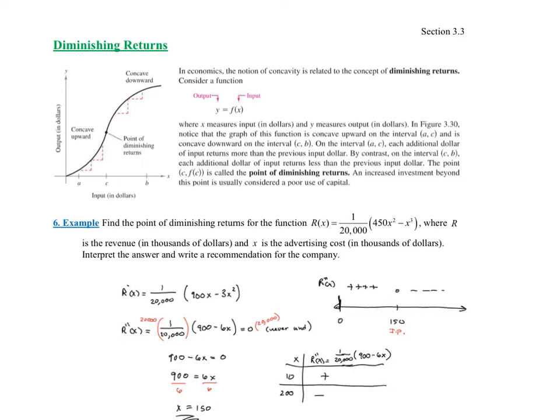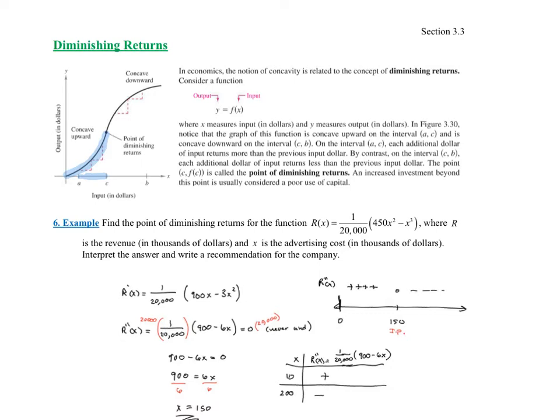It says, consider this function, y equals f of x, where x measures the input in dollars and y measures the output in dollars. So if we look at this figure, what's happening? The first section that we want to consider is this section from A to C. Notice this section is concave up, which means its derivative is positive. The function is increasing. With each dollar you input, the output increases. But it's also getting steeper, or more positive.